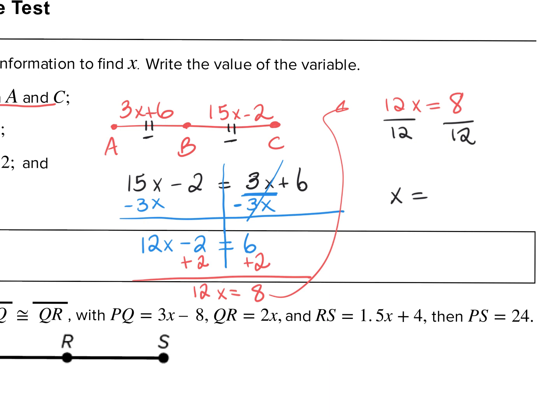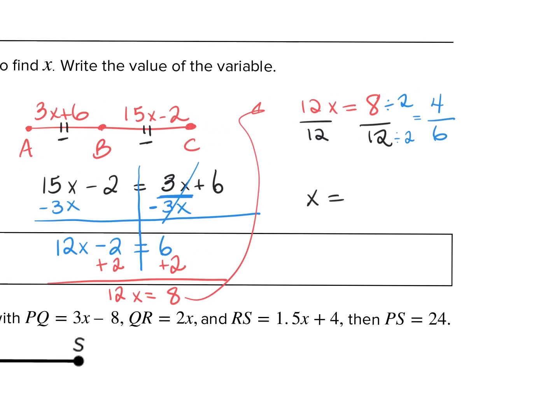Ignore the dog. But what I do notice is that 8 and 12 are both even numbers. So I can simplify by dividing both top and bottom by 2, which should give me 4/6. Well, 4 and 6 are also divisible by 2, so I'm going to keep going. So you want to divide till you can't divide anymore. And then 4 divided by 2 is 2, and 6 divided by 2 is 3.